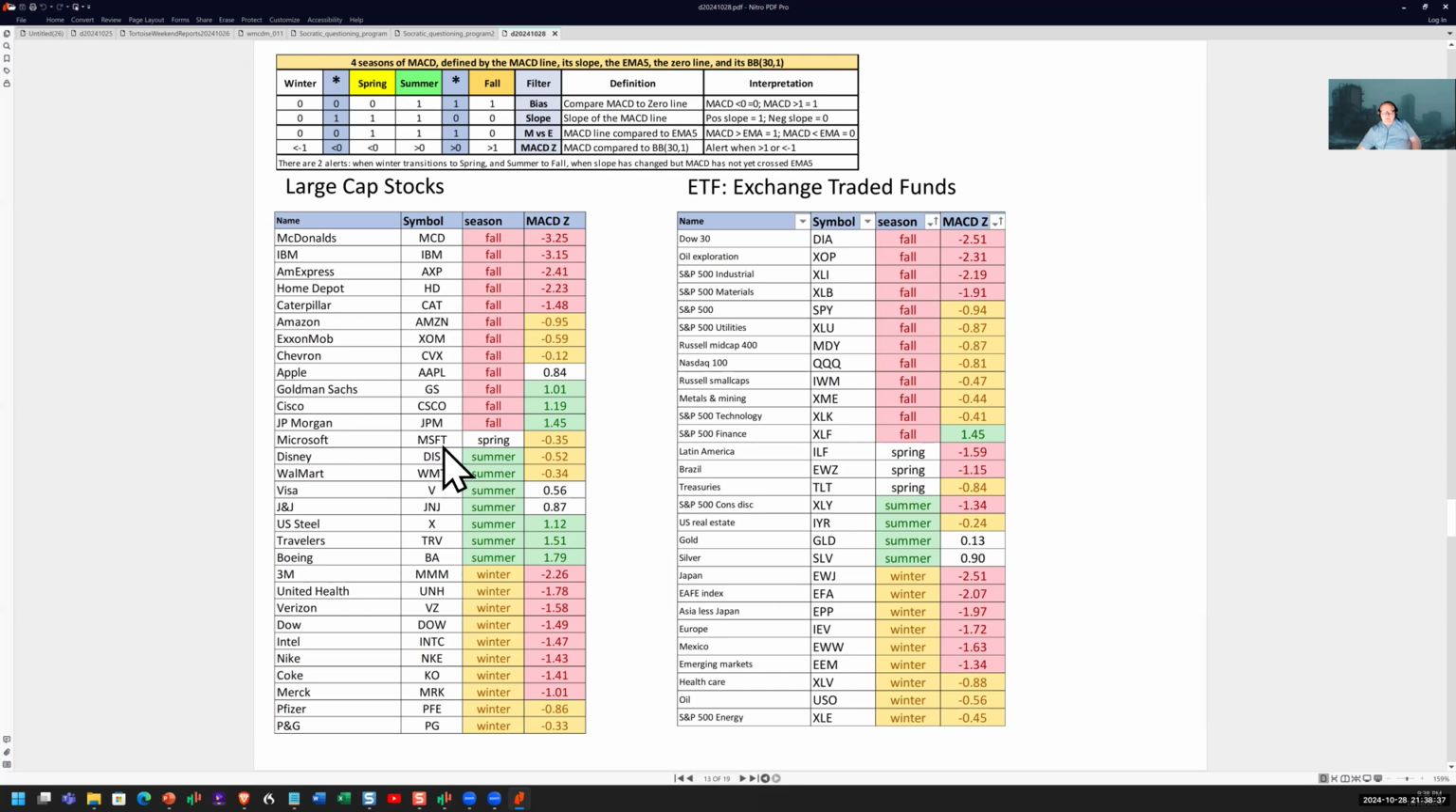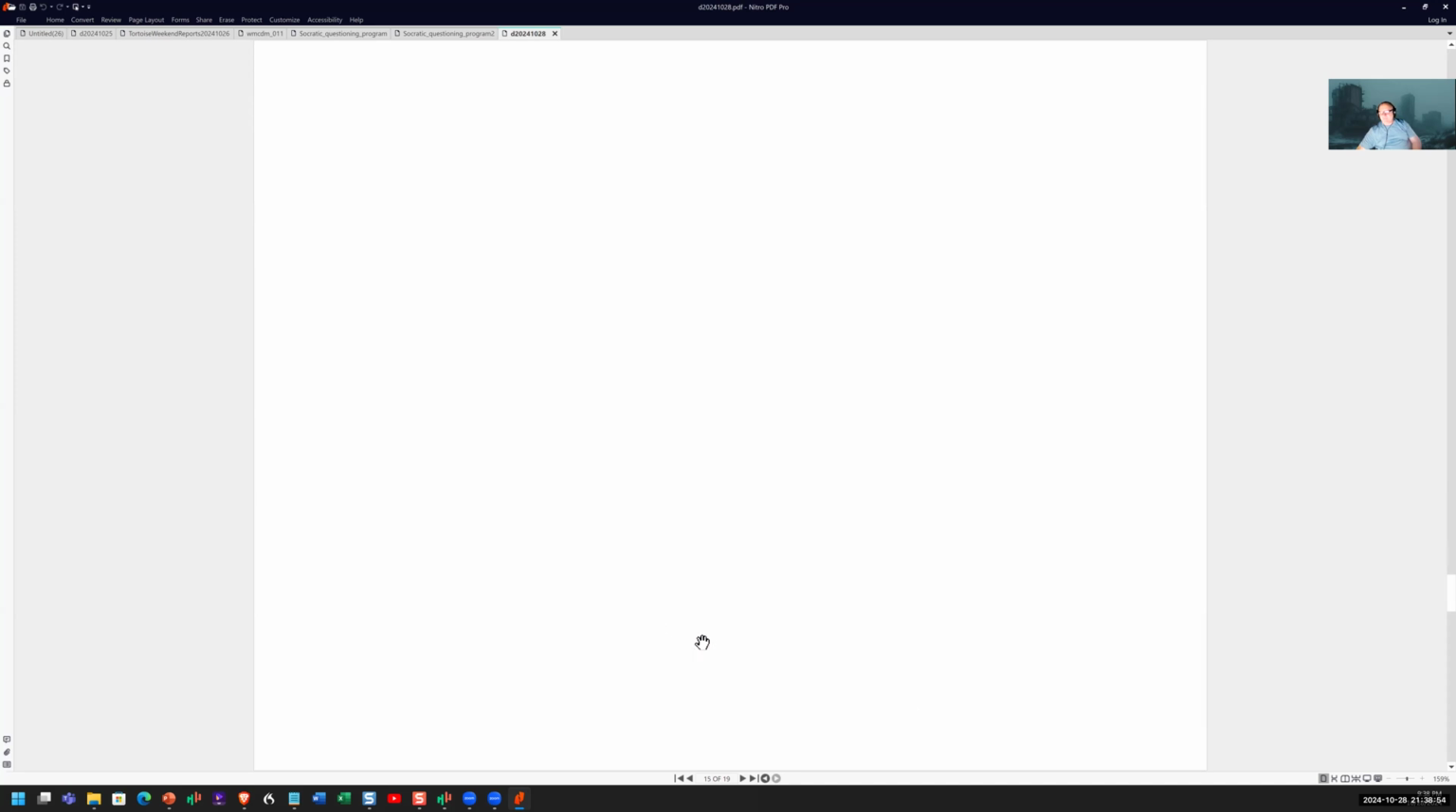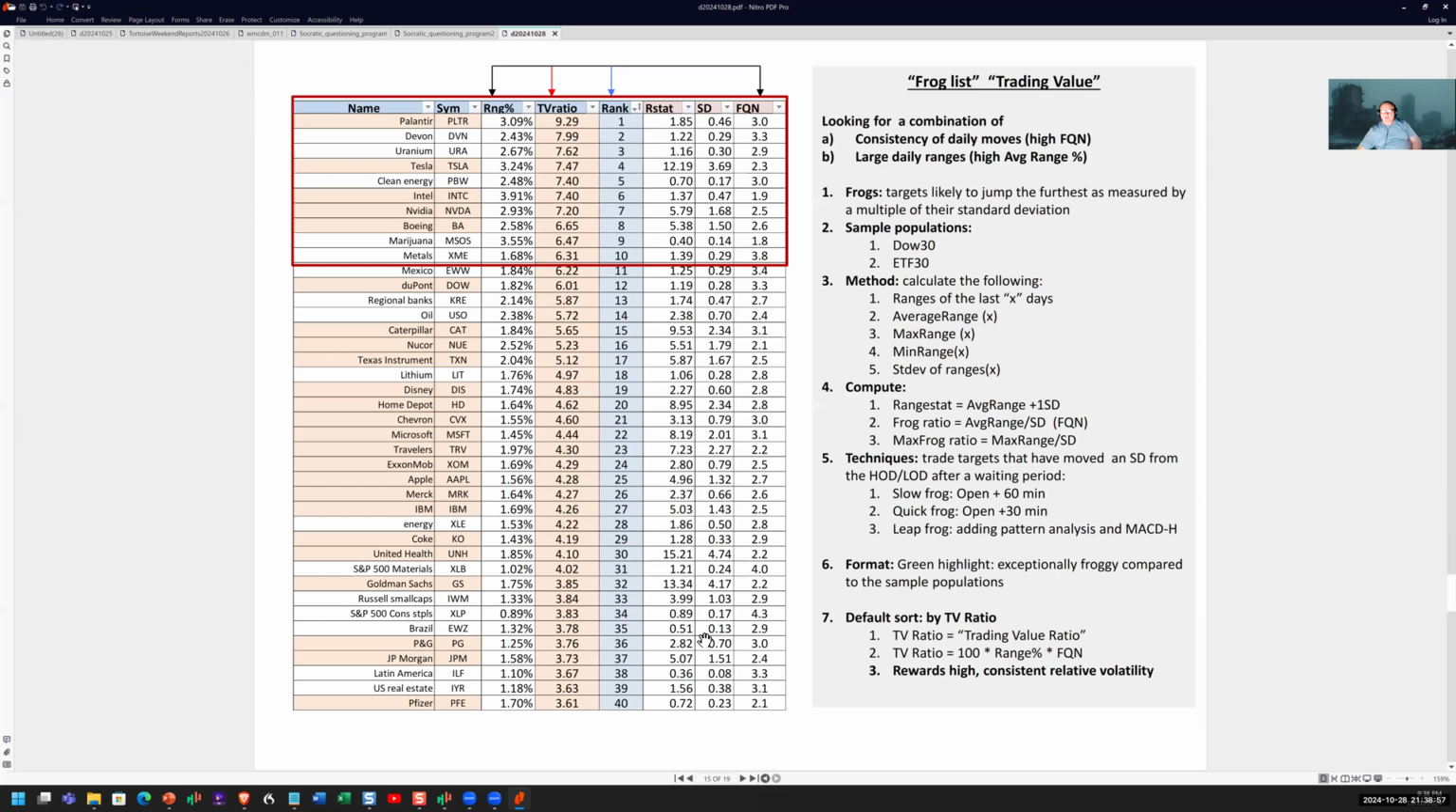Still being dominated by fall and the summer right now. And very little on the breakouts for today. Palantir, JP Morgan, Tesla, all looking pretty strong. Yeah, not much to choose from. The best trading symbols right now are the ones that are combining, as always, consistency of large daily moves and large daily range percentages on average. So Palantir, Devon, Uranium, Tesla, Clean Energy.